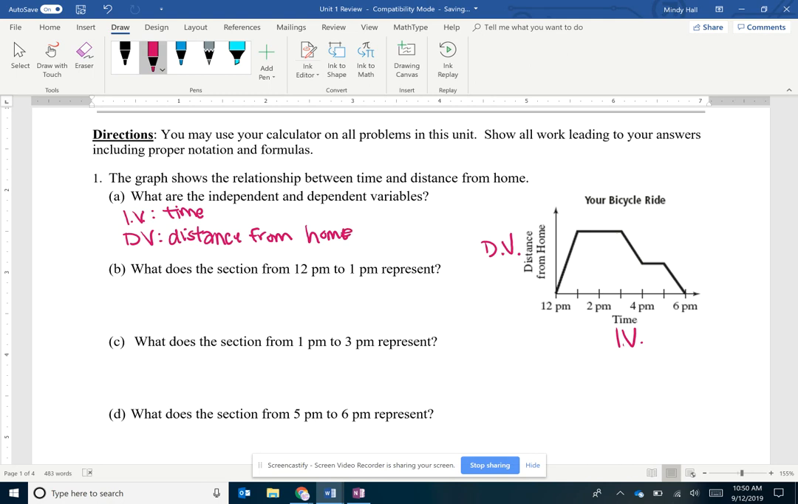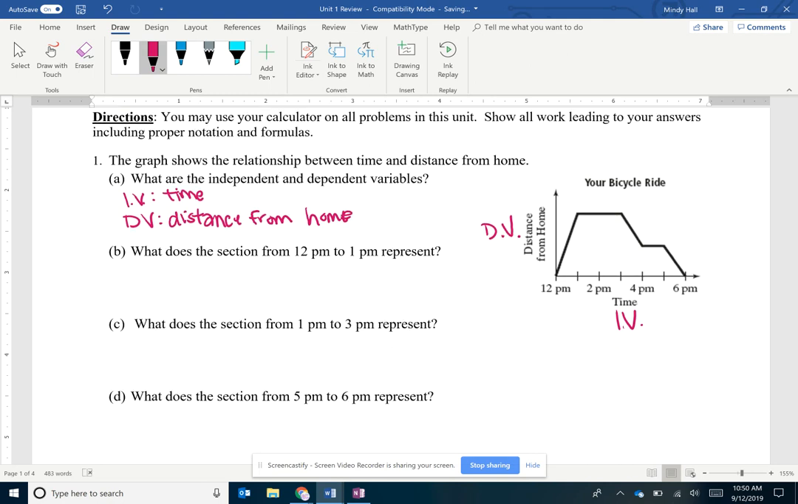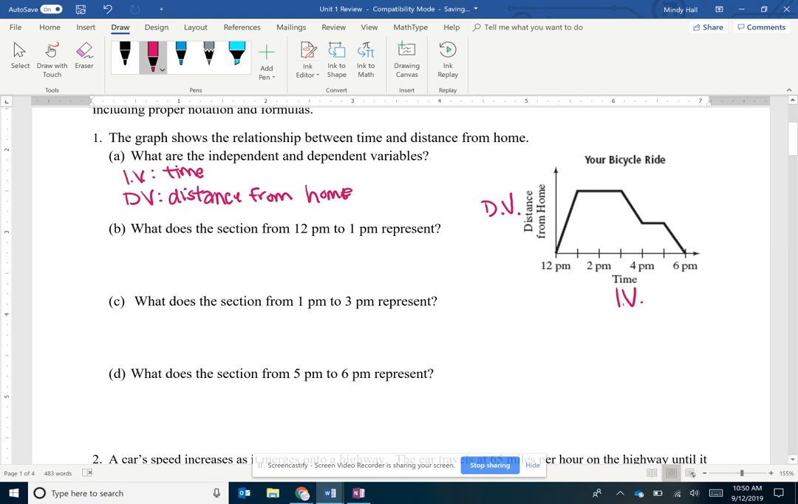Okay, so then we want to know, what does this section from 12 to 1 represent? So 12 to 1 would be this section right here. So in that section, because it is going up, we are increasing that distance from home, so we are going away from the house. We're going away from home.